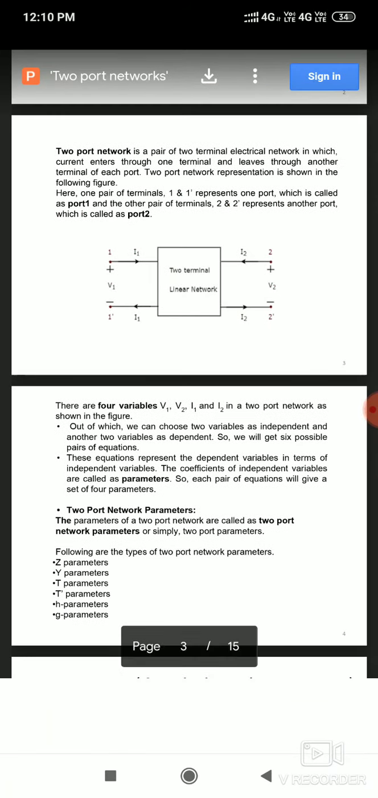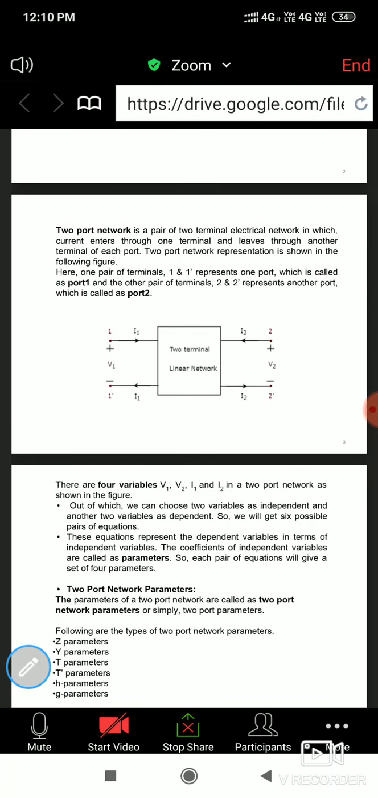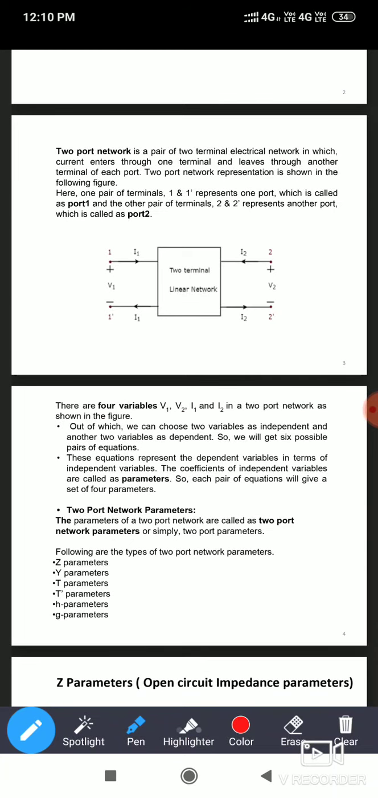So what do you mean by the port? First we can understand what do you mean by port. Port is nothing but a pair of terminals. First we can understand a pair of terminals. A pair of two terminals given here, that is a two port network. Before understanding two port, we can understand what do you mean by port.